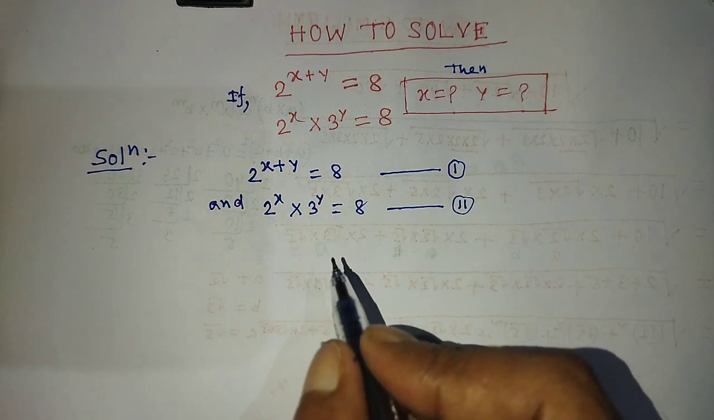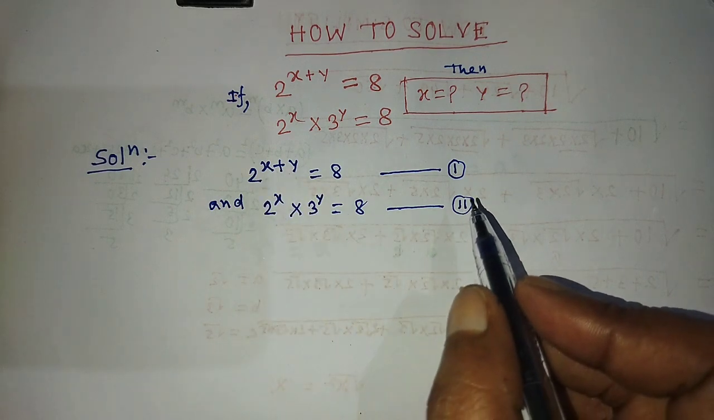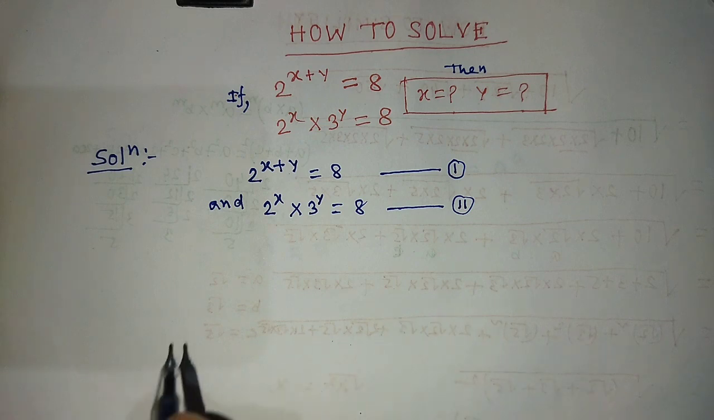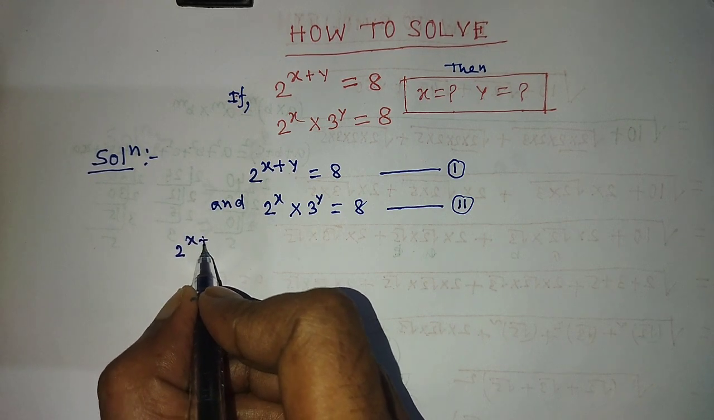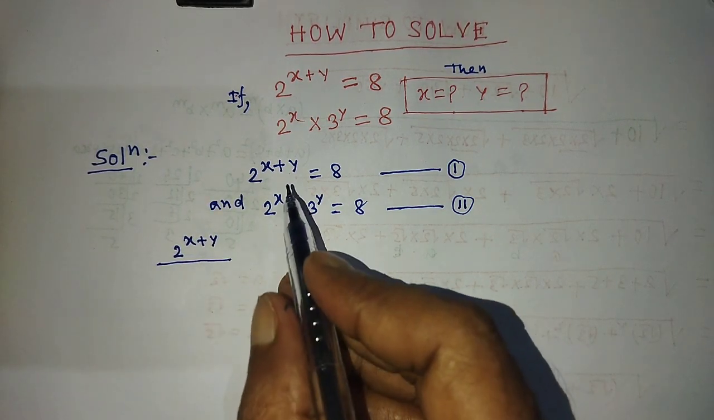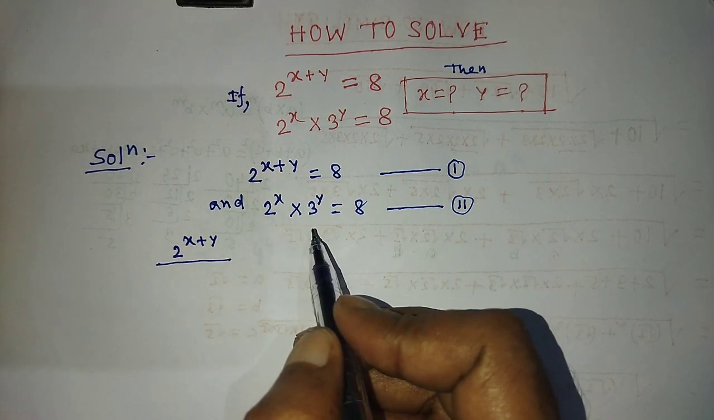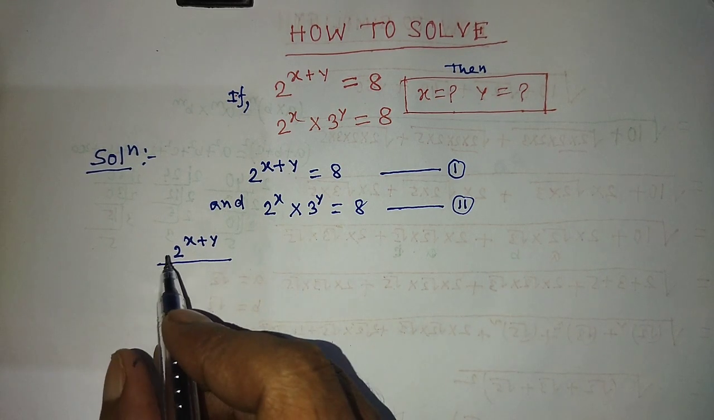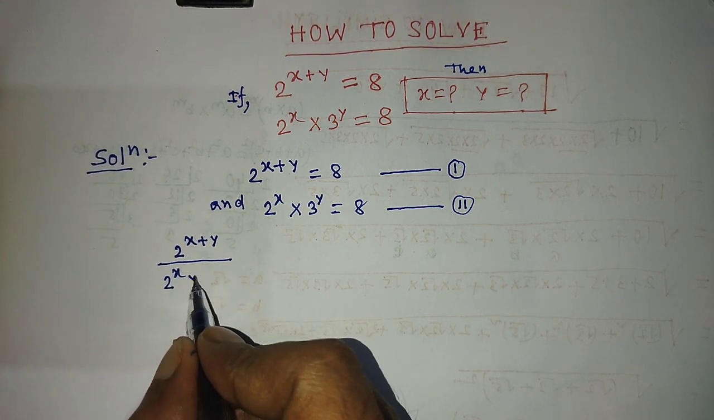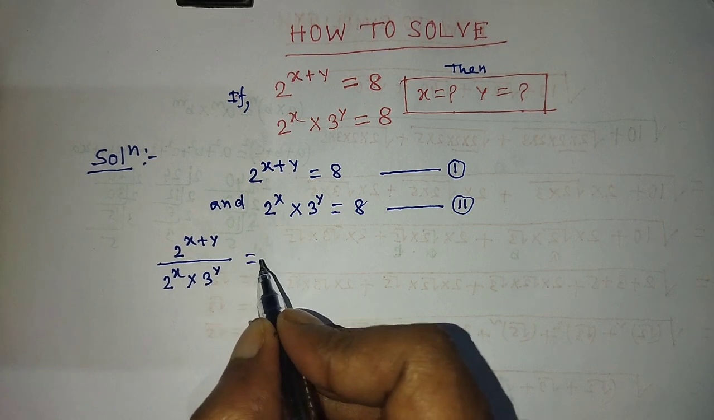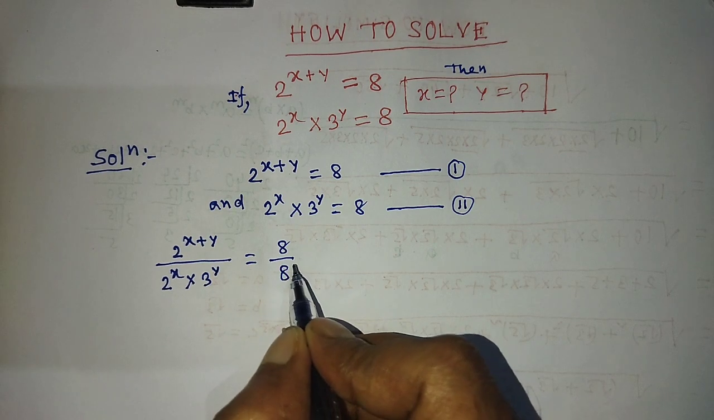So student, to find the value of x and y from these two equations, we have to divide equation 1 by equation 2. So we can write, from the two equations, left hand side divided by left hand side. Okay, left hand side of the first equation divided by left hand side of the second equation. So we have to write in here 2 to the power x plus y over 2 to the power x into 3 to the power y is equal to right side divided by right side. That means we have to write in here 8 divided by 8 on the right hand side.